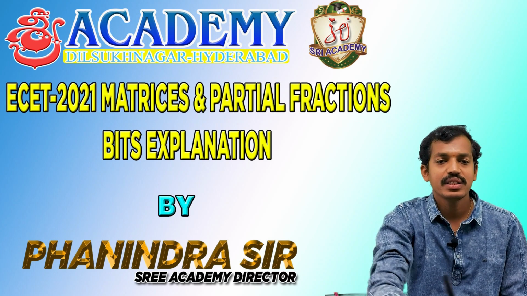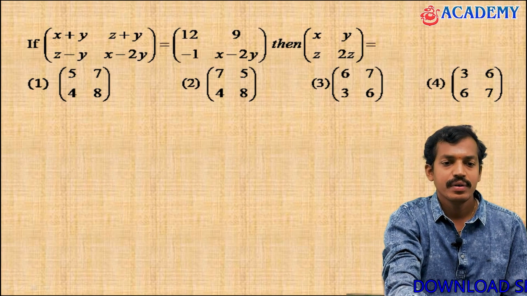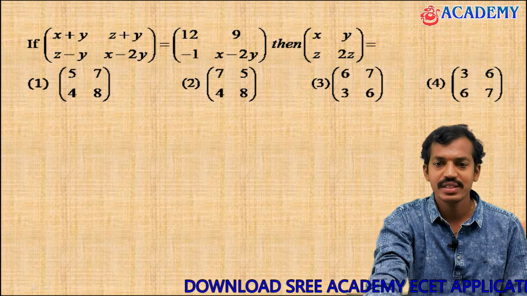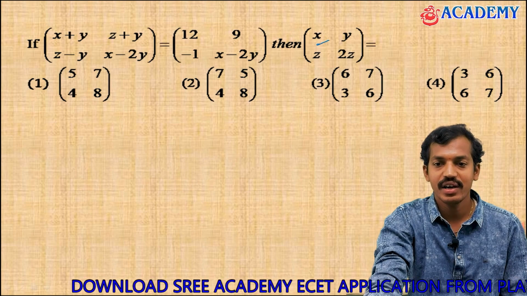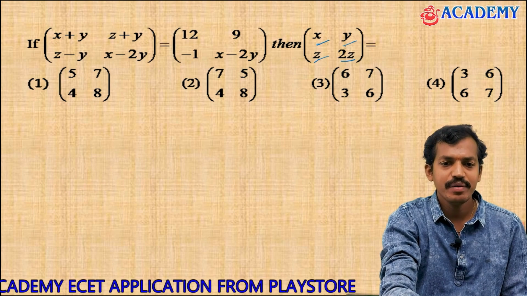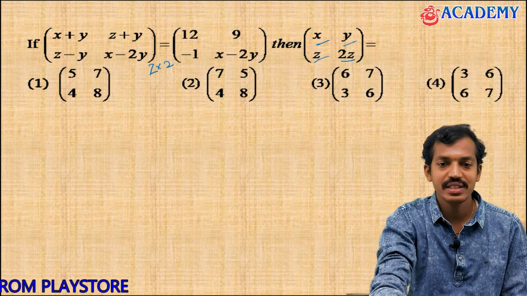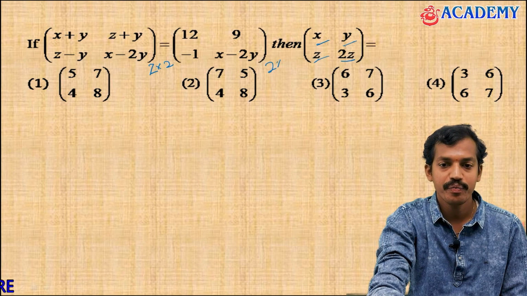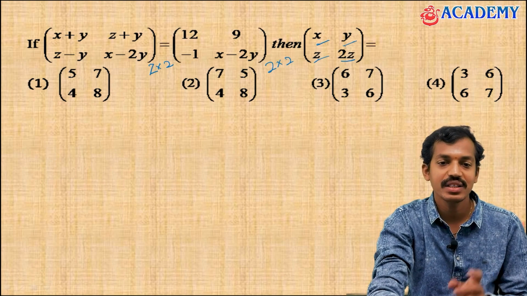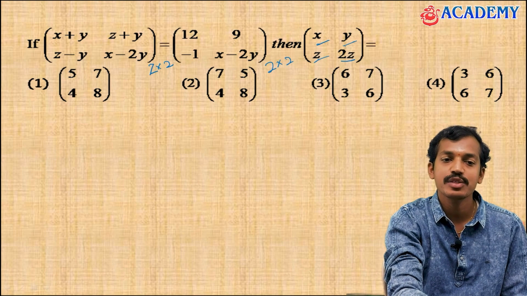Here the first question is a matrices question. It is a basic problem, asking for the unknowns x, y and z, and based upon z you are also going to get 2z. Here the equality of two matrices is given. The order of the matrices is 2 by 2 on both sides. To equate both matrices, the first condition is that the order of both matrices should be the same.